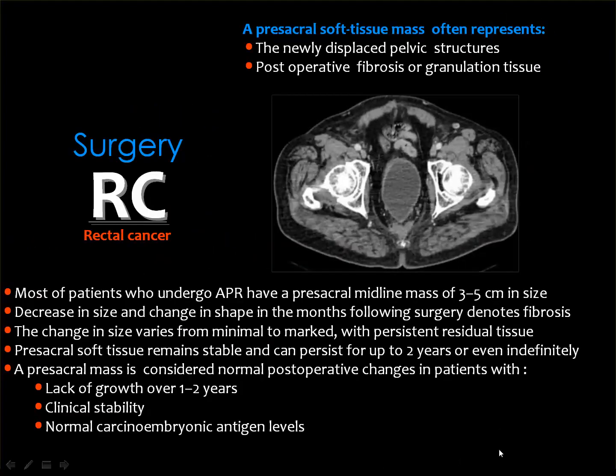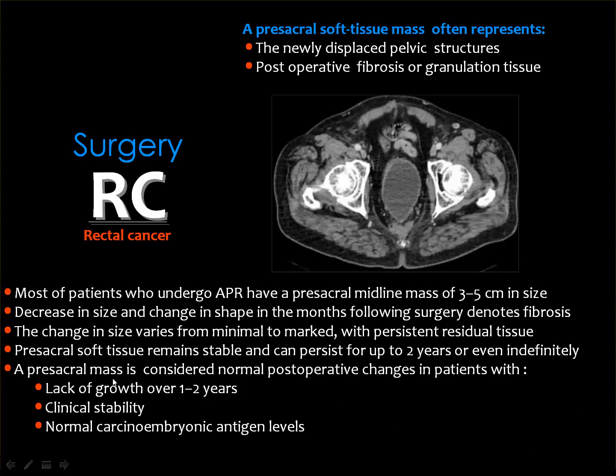Then in this operation, you get a permanent colostomy, and the operative field will frequently show this presacral soft tissue mass. This presacral soft tissue mass represents post-operative fibrosis and granulation tissue, and is usually between 3 and 5 centimeters in size. This lesion will decrease in size and shape on follow-up studies. It may remain for up to 2 years or even indefinitely for many years.